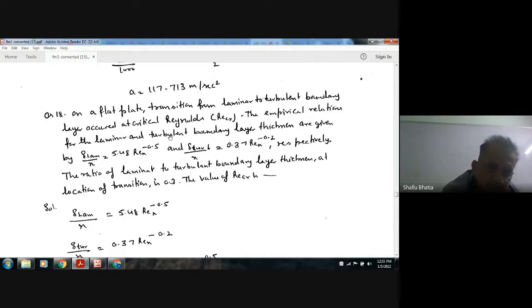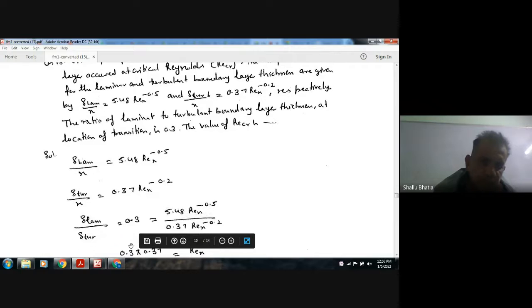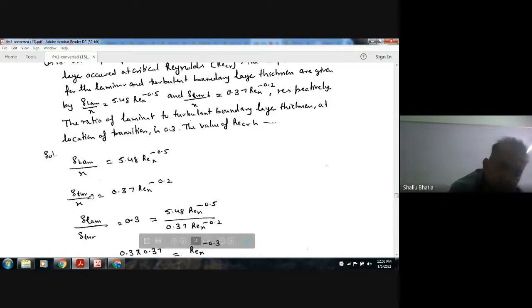So here, at transition, both the laminar and turbulent boundary layers are of the same thickness. For the laminar boundary layer, the equation is this. For the turbulent boundary layer, the equation is this. So suppose at a distance x, both the laminar and turbulent layers get the same value.